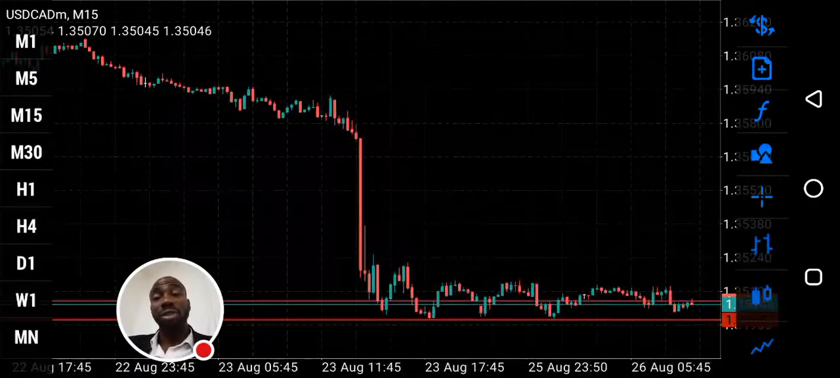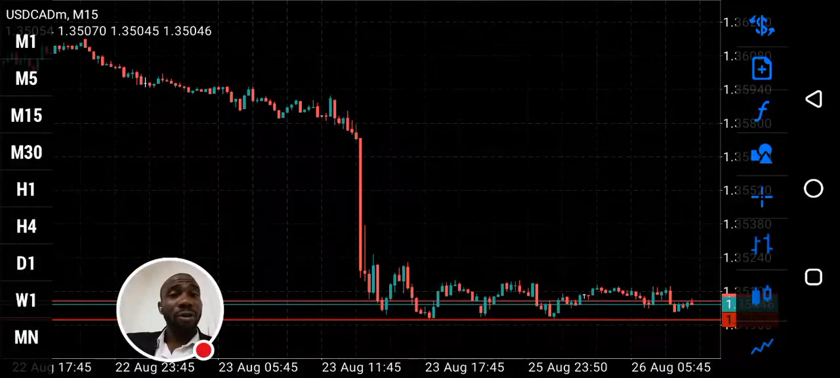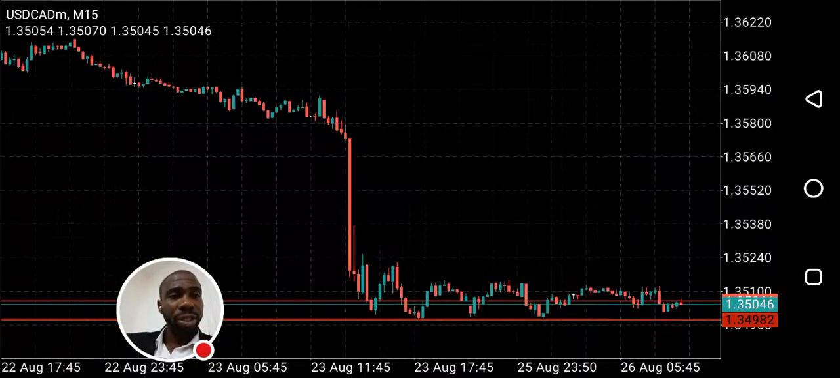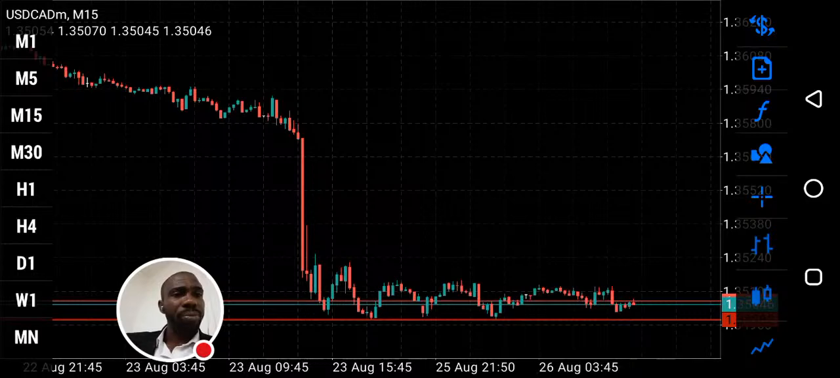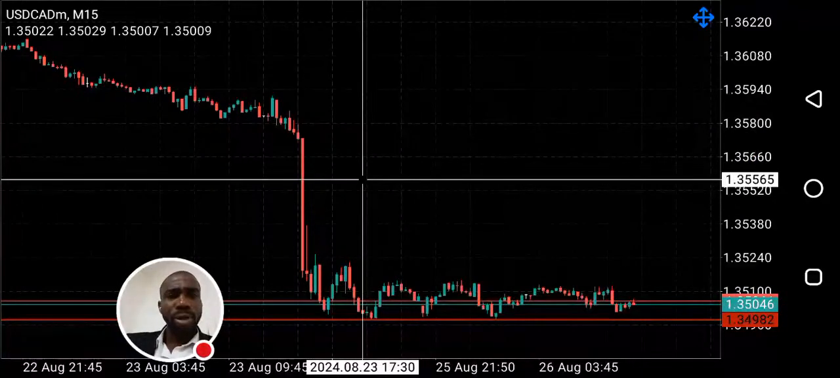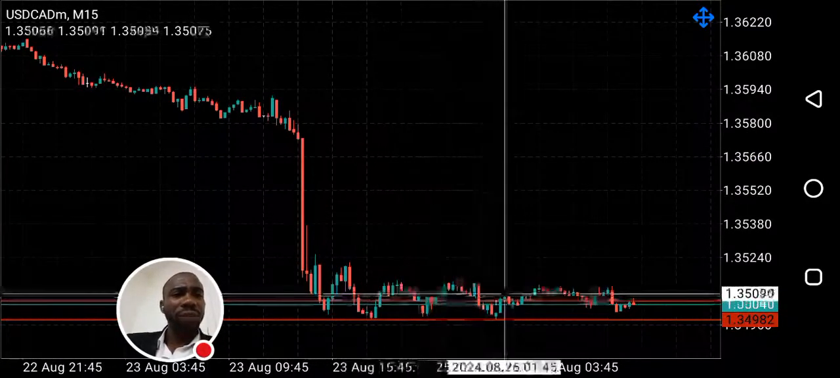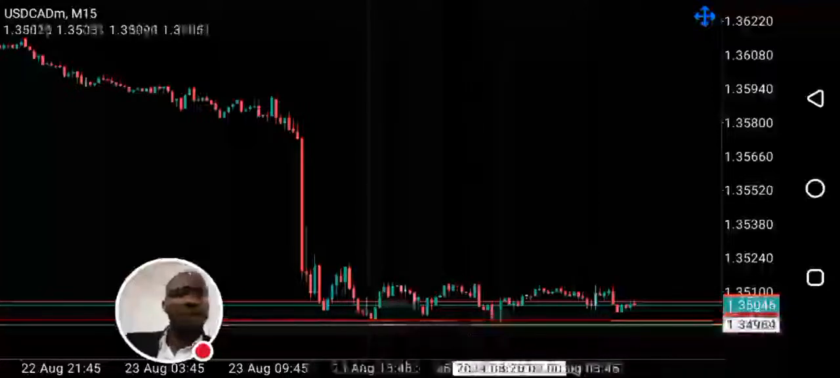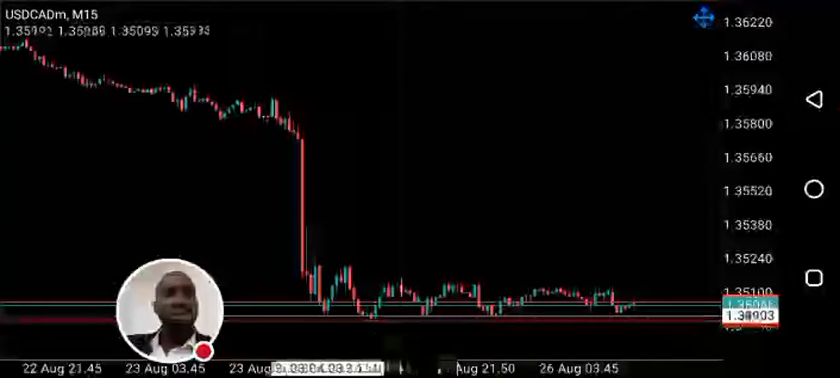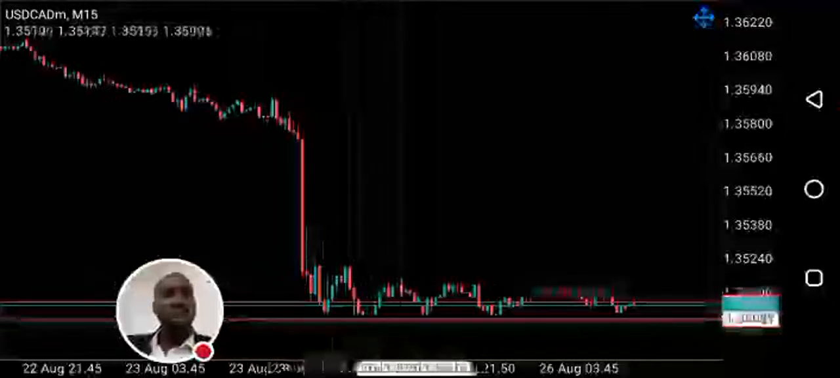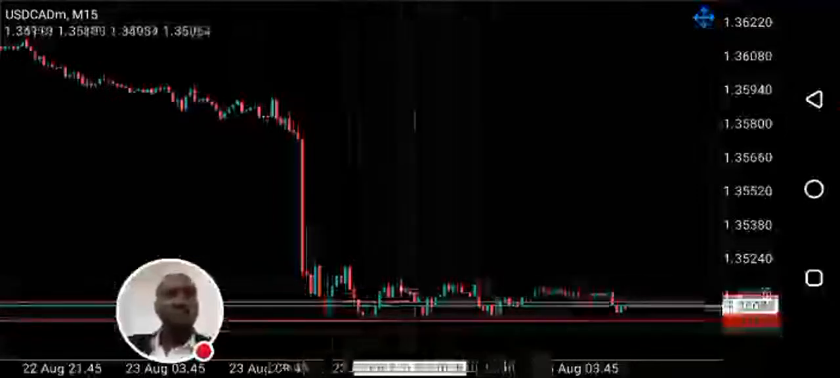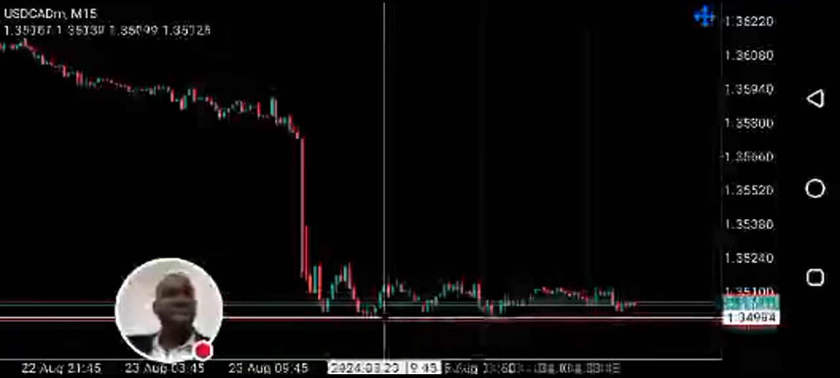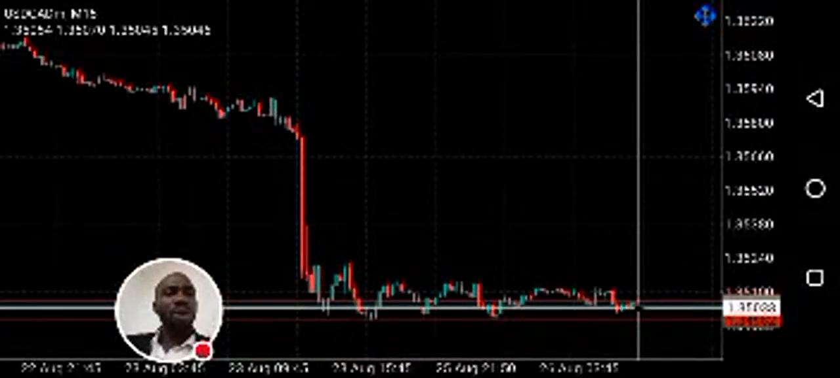But my bias for the week for USD CAD is bullish. But right now price is in a range. For liquidity resting, the sell side liquidity at this previous low has not been cleared. You can see the market has been testing that level, but they've not been able to clear these lows. So there's a high probability they will come and clear these lows.